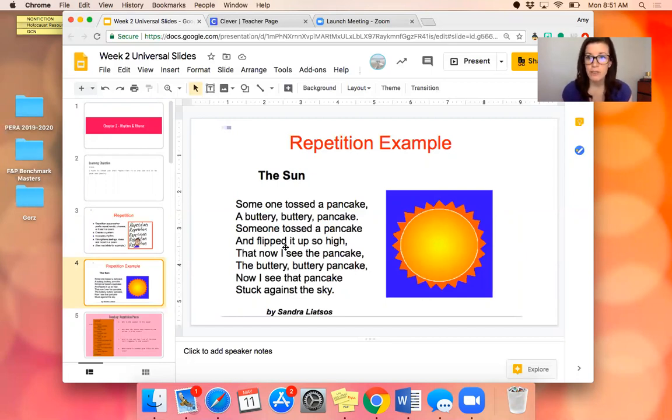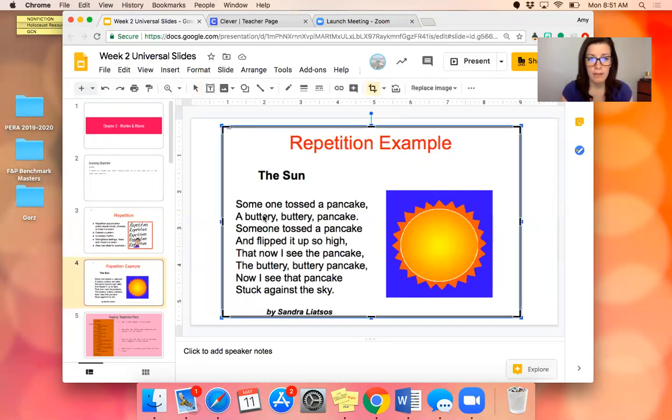So we actually have two words that are being repeated over and over again. We have the word buttery, there we go, and the word pancake. So now that we know there's repetition, as a good reader, we're going to go back and read it again and think about why. Why did the author choose those words buttery and pancake to be repeated over and over again? And what does that do for me as a reader? How is it making me feel? How is it making me notice things? So let's read it one more time.